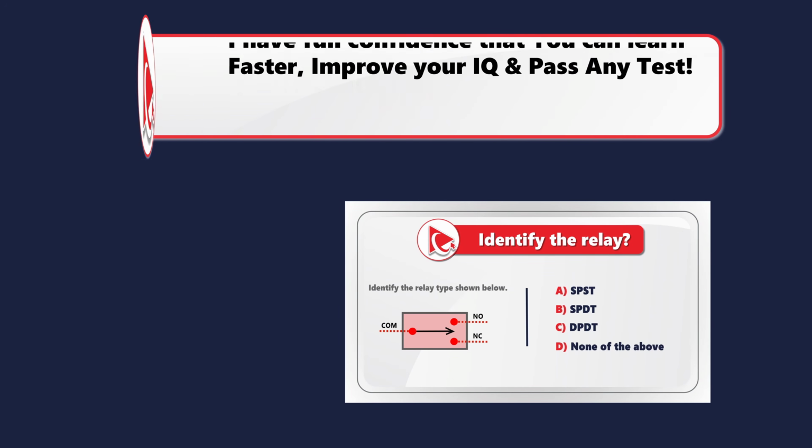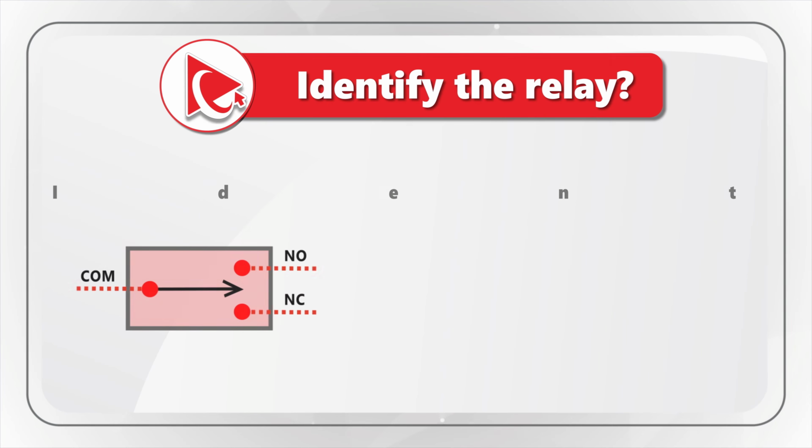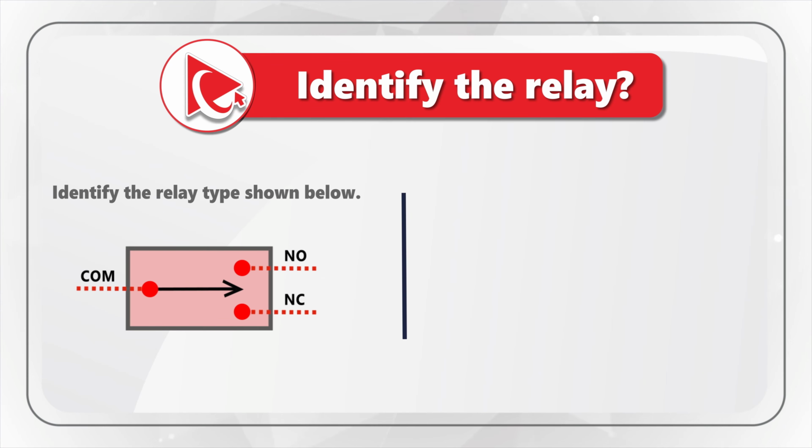Here's an amazing question to test your skills and knowledge. You're presented with a relay, and you need to identify the relay type, which is shown below. It could be 1 out of 4 possible choices. Choice A, SPST. Choice B, SPDT.